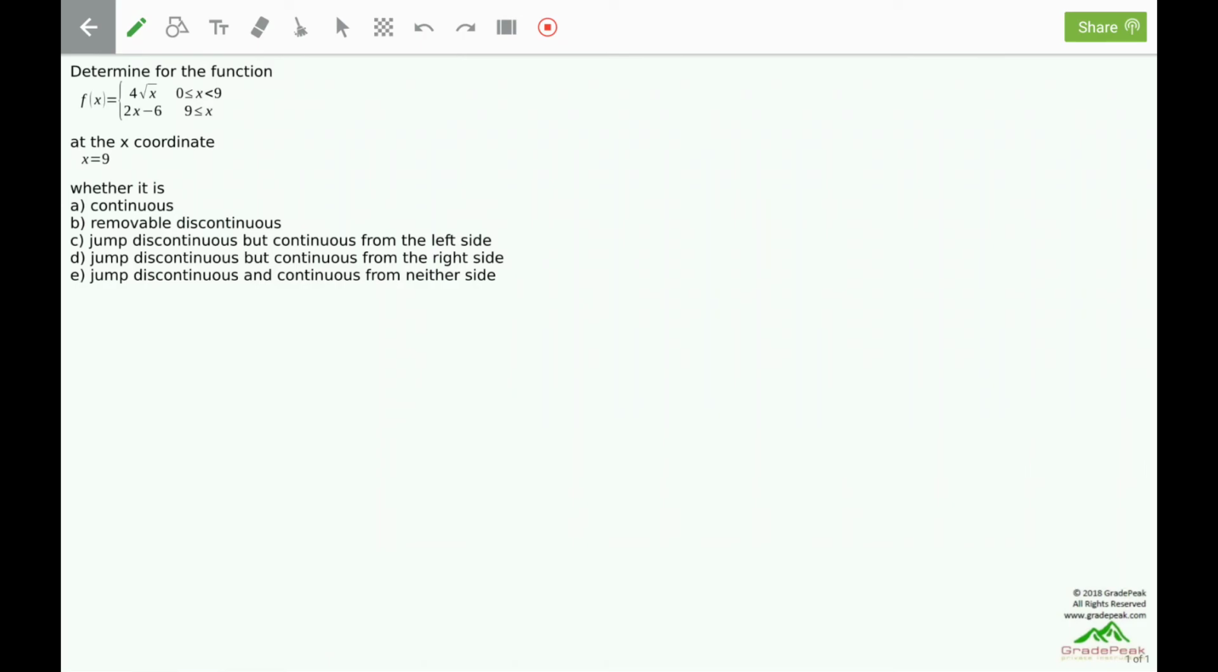Each of the parts here involves the continuity of the function, so the first thing to do is write down the definition of what it means to be continuous, and that will be limit as x approaches a from both sides of f of x equals f evaluated at a. We're looking at the x-coordinate of x equals 9, so specific for this problem, we're going to look at the limit as x approaches 9 from both sides of f of x and determine whether or not that equals f of 9. We don't know that's true, so I will put a question mark above it.